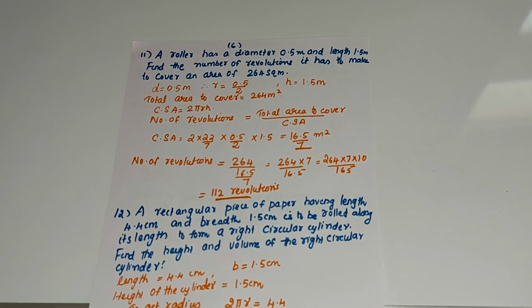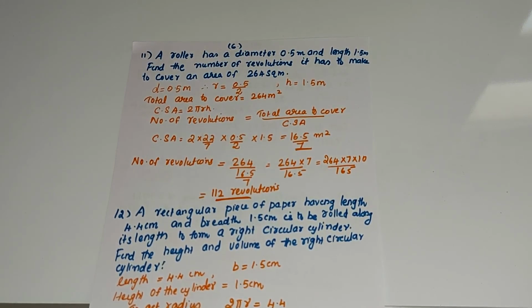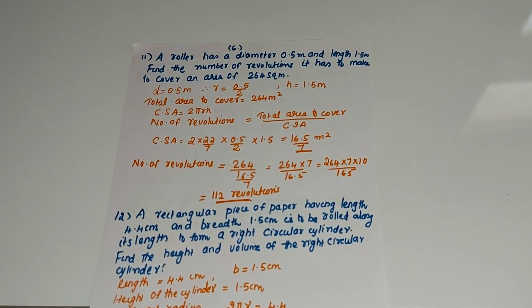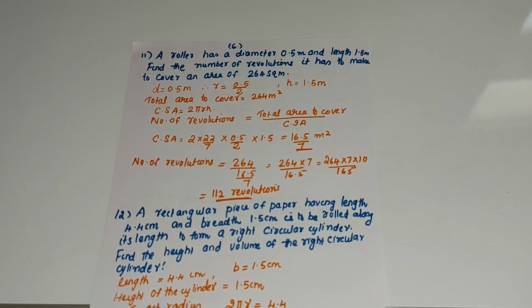Our next question: a rectangular piece of paper having length 4.4 cm and breadth 1.5 cm is to be rolled along its length to form a right circular cylinder. Find the height and volume of the right circular cylinder.